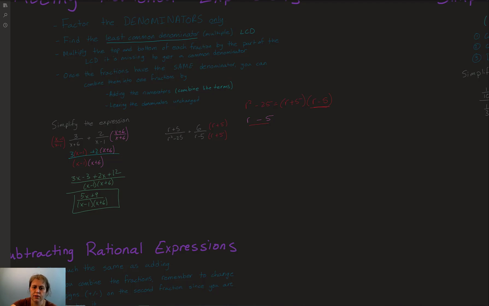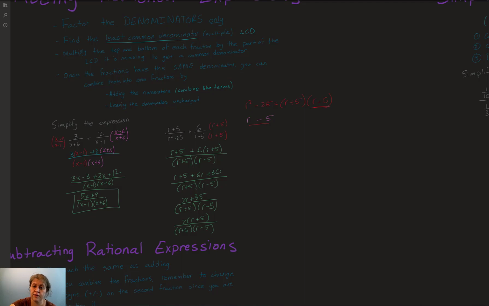So that's going to give me r plus 5 plus 6 over r plus 5 times r minus 5. Oops, times r plus 5. Okay, so that's looking like that. We're going to end up with r plus 5 plus 6r plus 30 over r plus 5, r minus 5, and then this turns into 7r plus 35 over r plus 5, r minus 5, and I can factor the numerator. So I'm going to pull a 7 out, r plus 5 over r plus 5 times r minus 5.